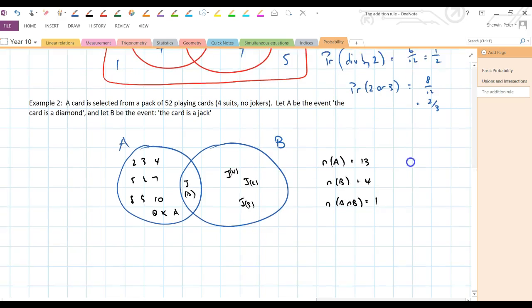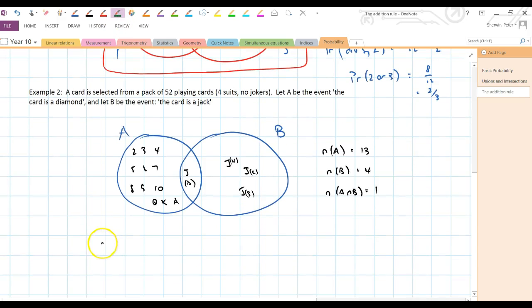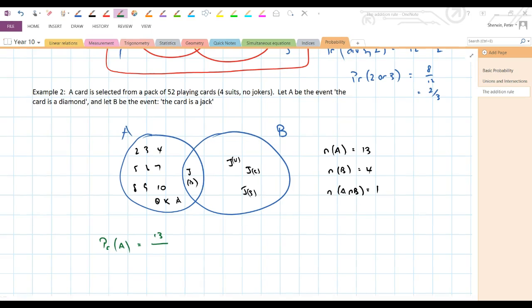Okay, so then we want to maybe look down at the probability of A occurring. The probability of A occurring will be 13 out of a total of 52 playing cards, so it's 1 in 4.